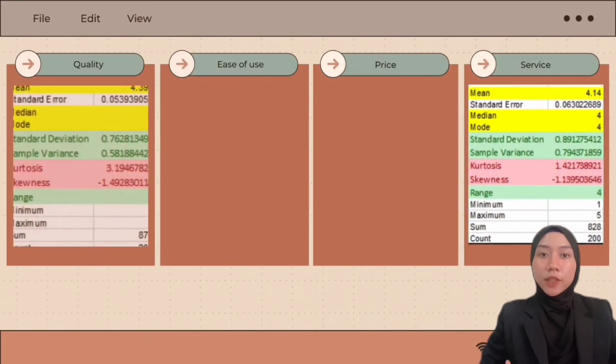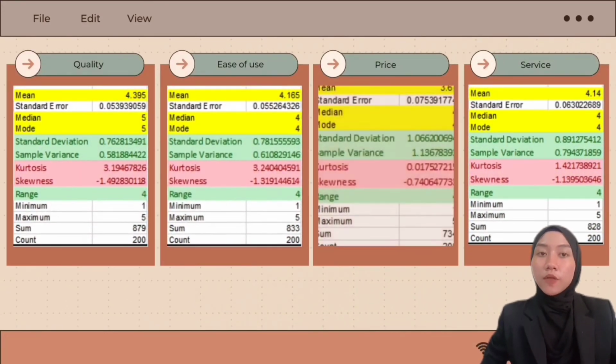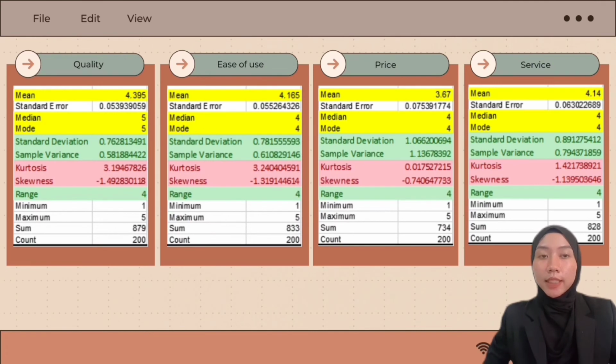The 2014 customer survey data shows 4 types of data, which are quality, ease of use, price, and service. By presenting a descriptive statistical summary, the first analysis is measures of central tendency, which are mean, median, and mode. Mean is the average value for the data. Next, median is the middle value after sorting observations, and mode is the most appeared value.